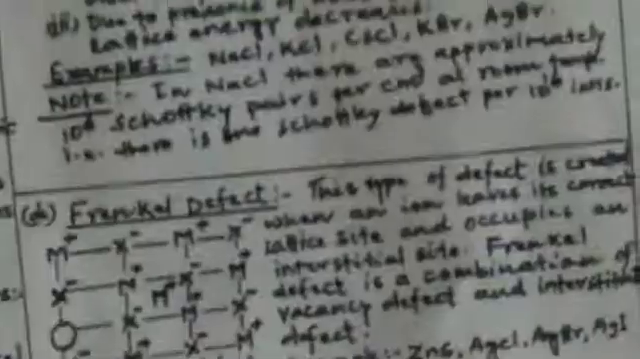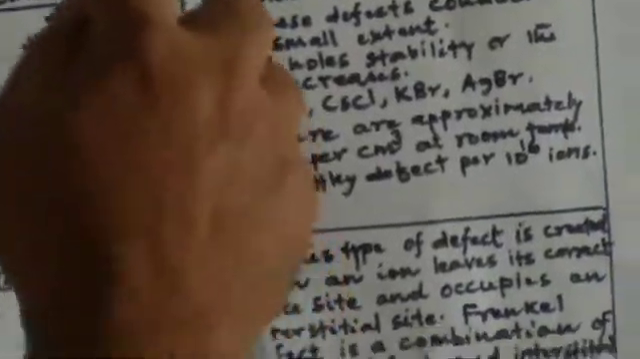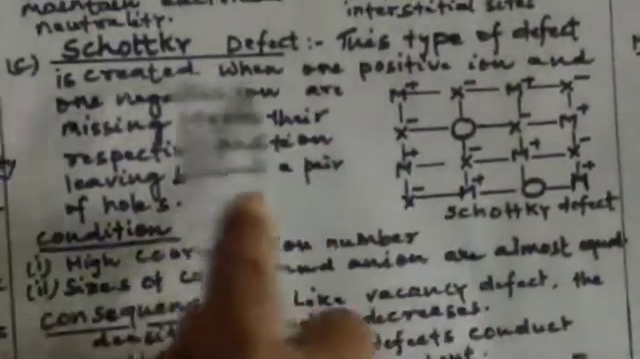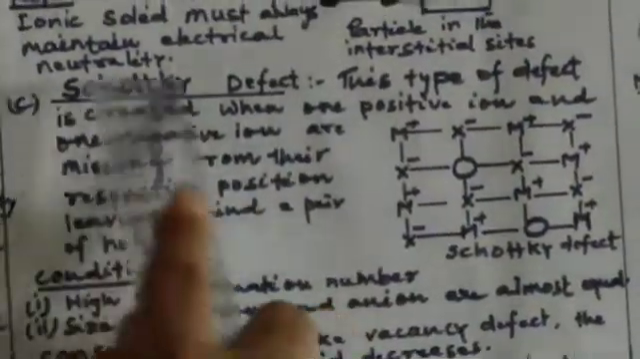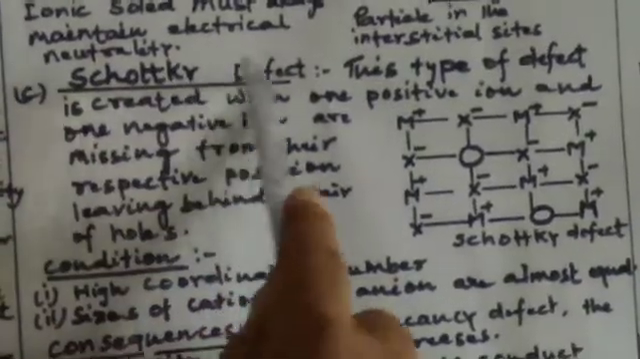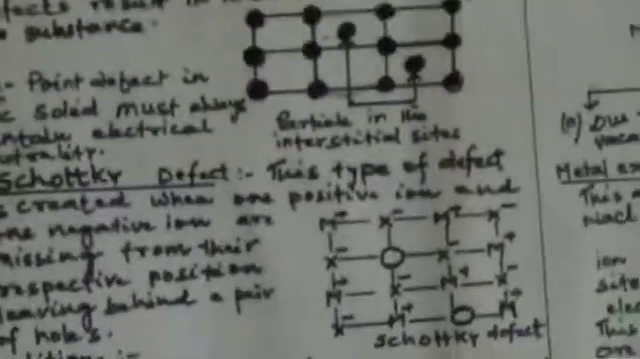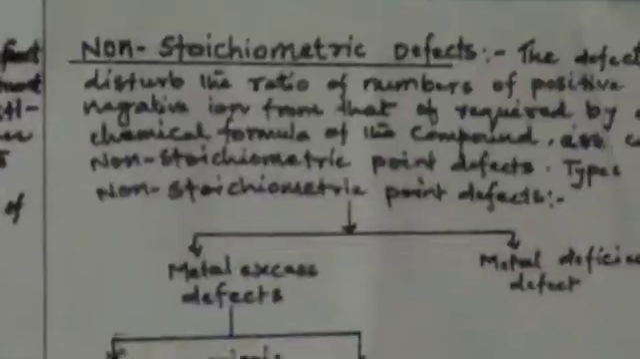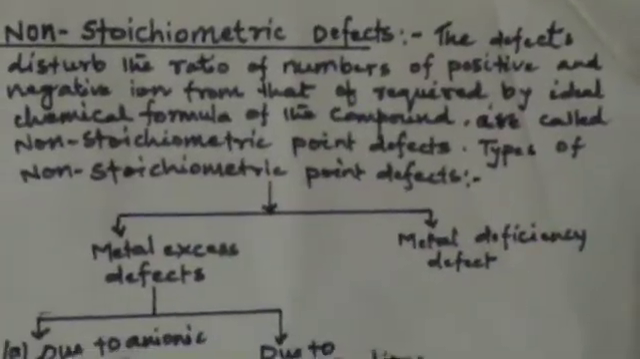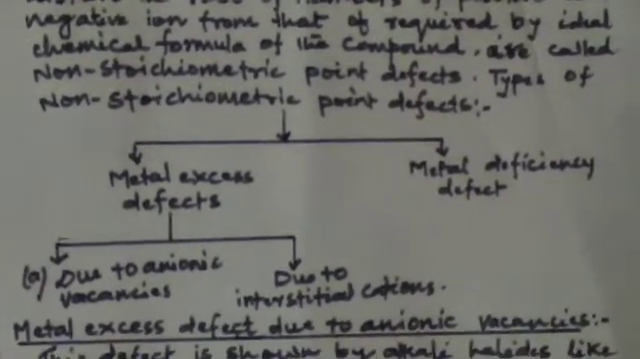So, there will be a numerical problem given in the NCERT book in the exercise on Schottky defect. Please solve it and read this part very carefully. In my next video, I will explain to you about the non-stoichiometric point defect and metal deficiency defect, their consequences, and the condition for the substance to show these defects.